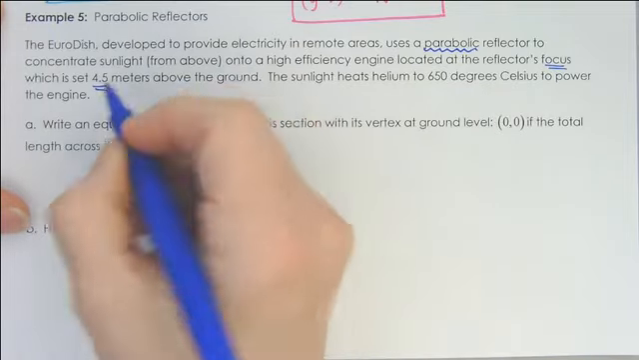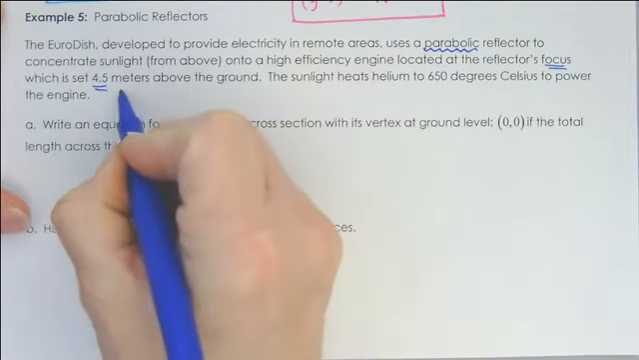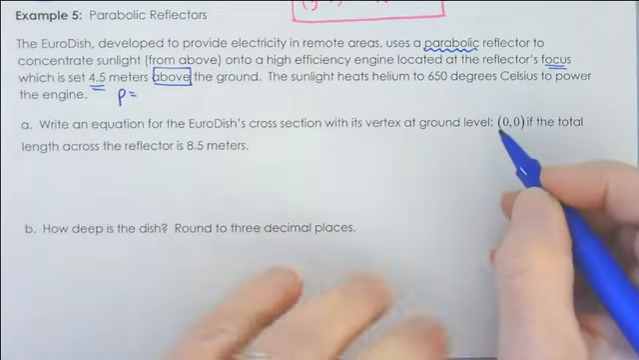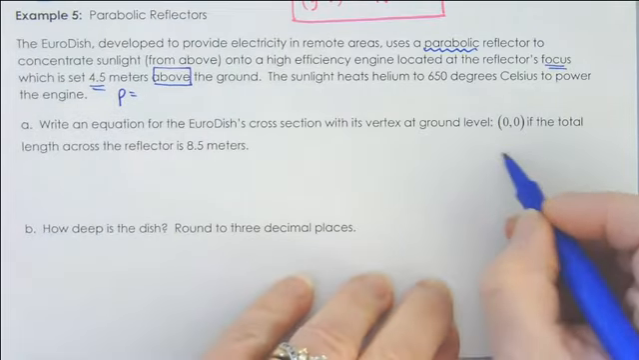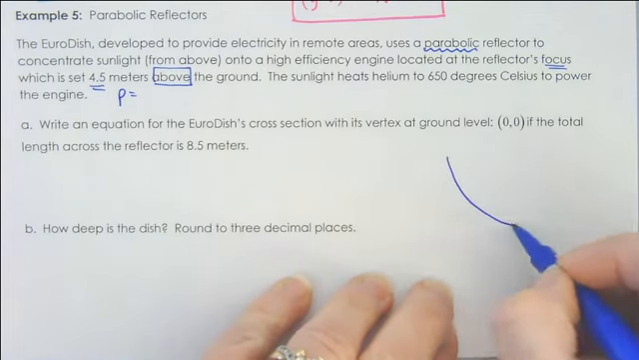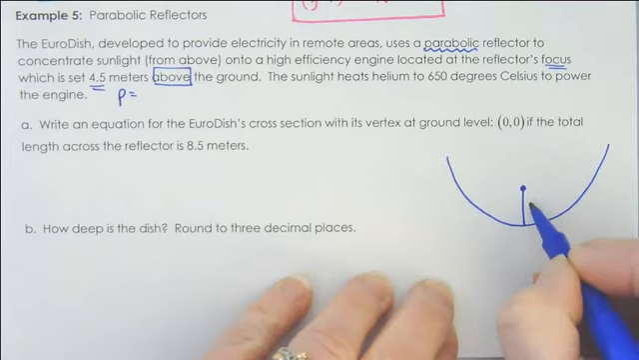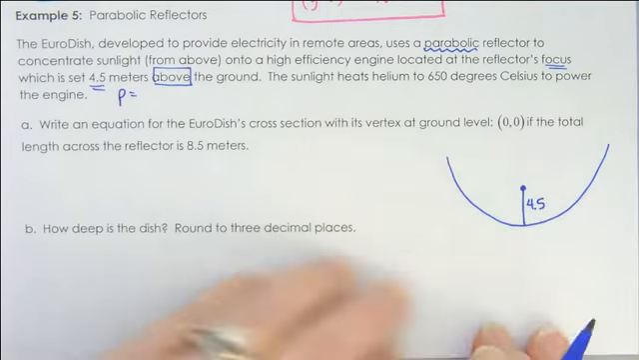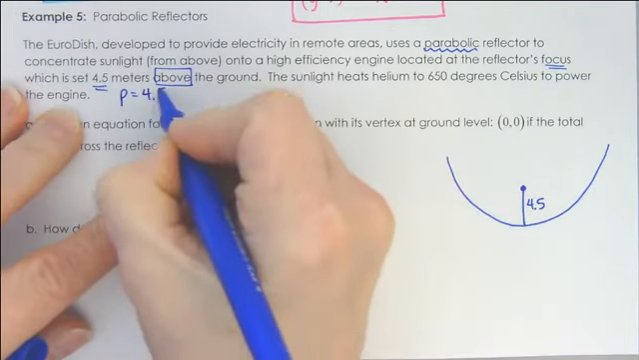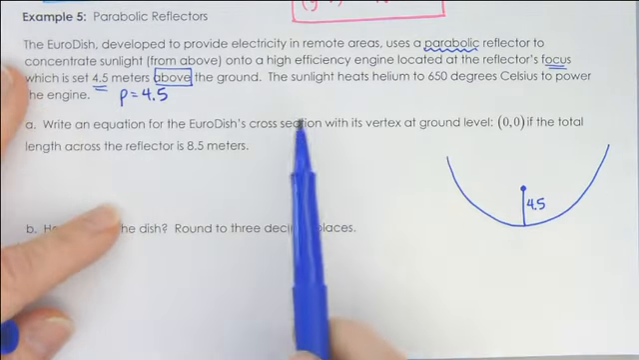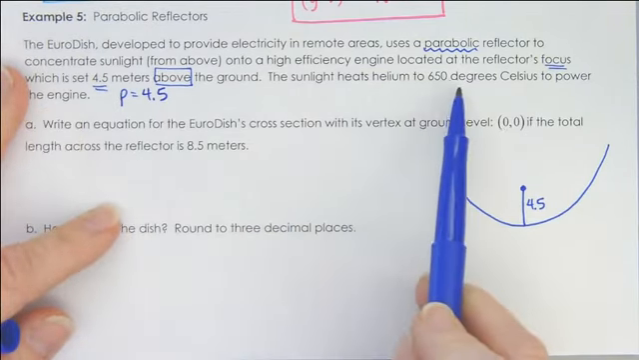Right here it's telling me since the focus is 4.5 meters above, it means that my picture is going to look something like this. I'm going to have a parabola opening up with the focus 4.5 meters above it. So that's telling me that p is positive 4.5. Sometimes you've got to read into this a little bit. The sunlight heats helium to 650 degrees Celsius to power the engine.